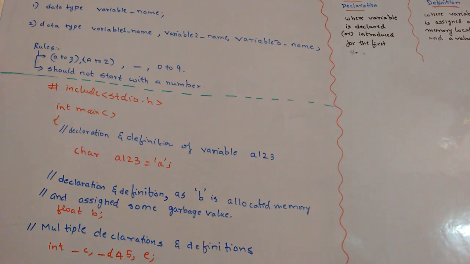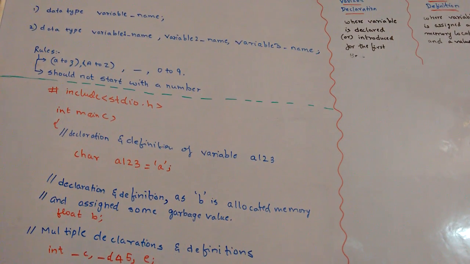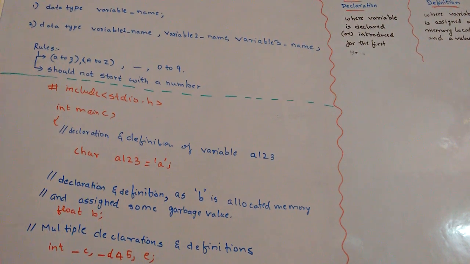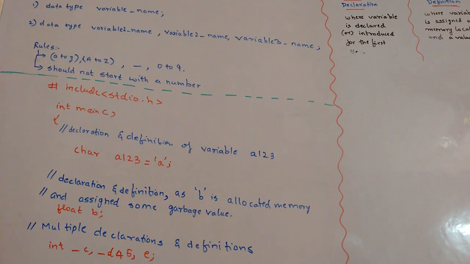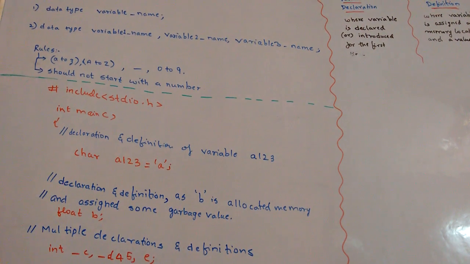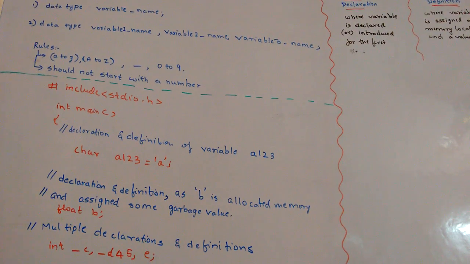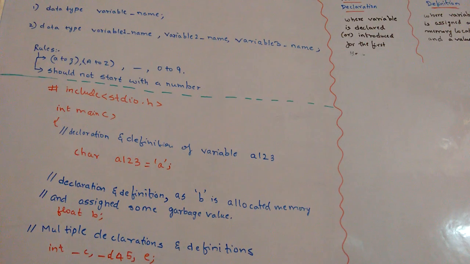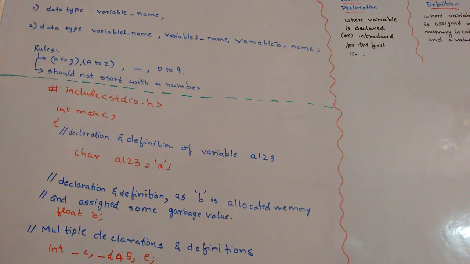Secondly, variable name should not begin with a number. It may have numbers in between and in the end, but it should never begin with a number. That is, int 1b is not allowed. In general, a variable should not start with a number.